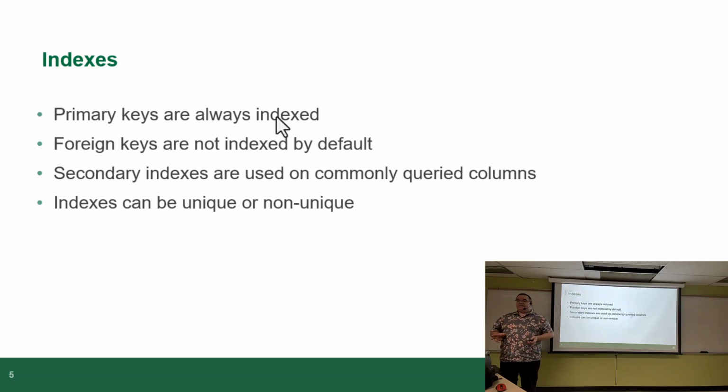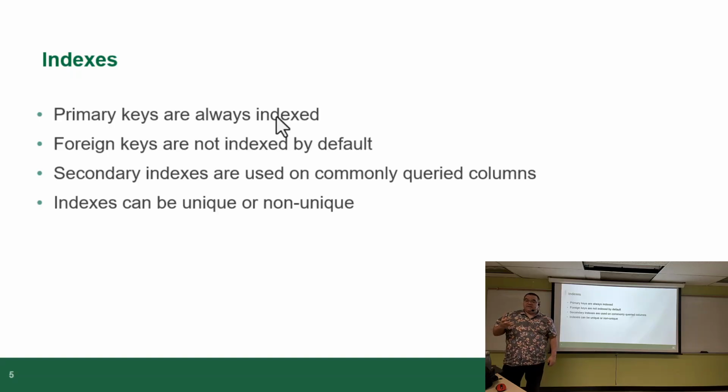So a few things about indexes. When you create a primary key, it's always indexed. By default, it will be indexed. You can't not index it. Foreign keys are not indexed by default. So when you create a foreign key when you create a table, it's not indexed. And those can make a huge difference on your performance.